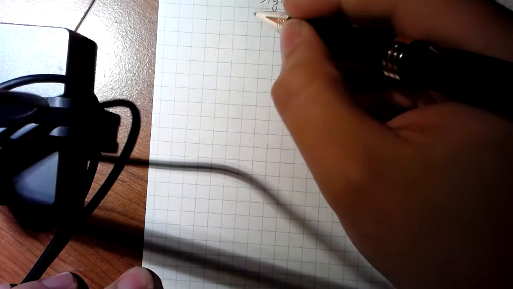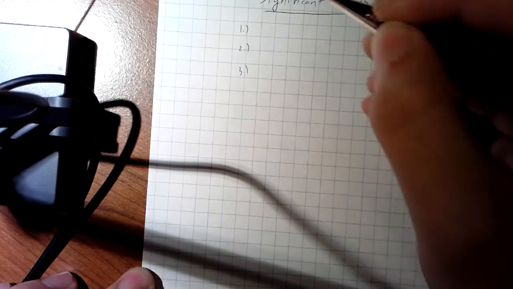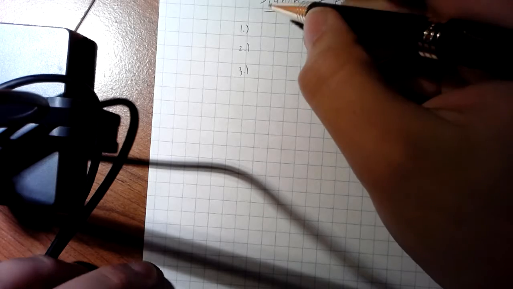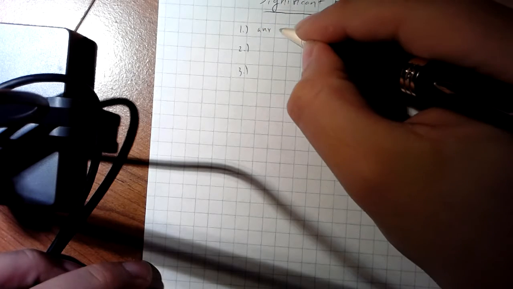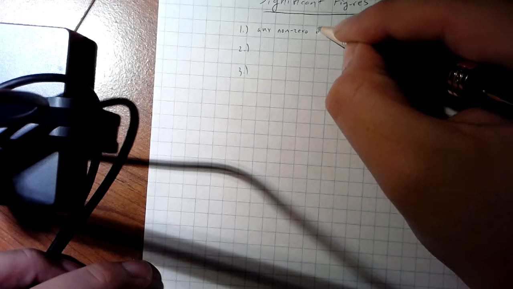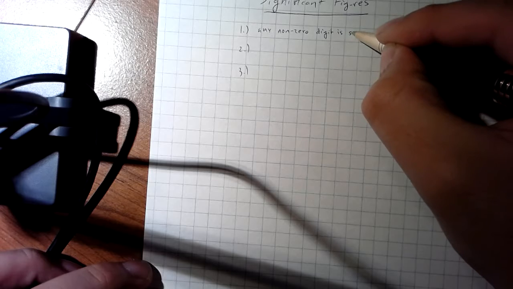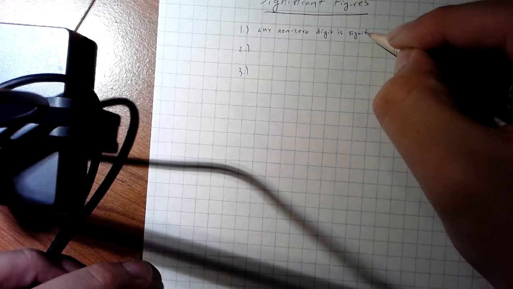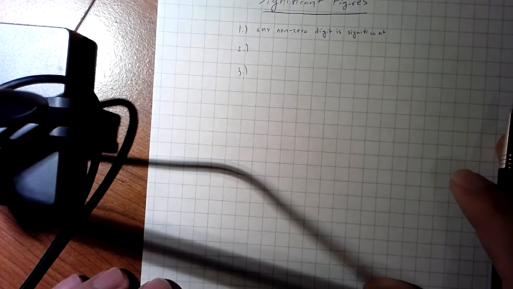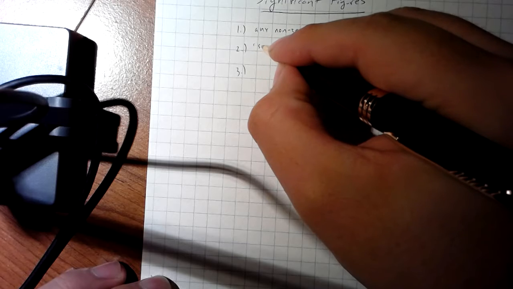So there are some basic rules that we can use to identify significant figures. The first rule is any non-zero digit is significant. So automatically when you see a non-zero digit, it's automatically significant. The second rule I like to call the sandwich rule.